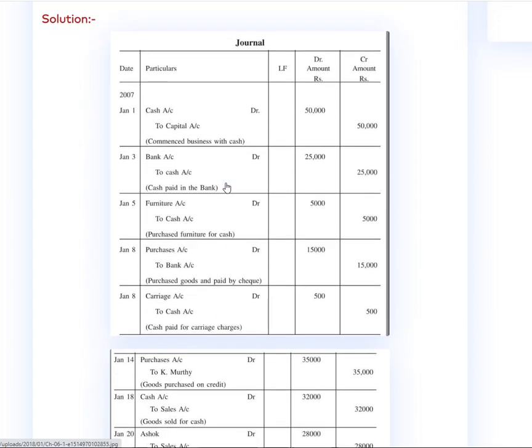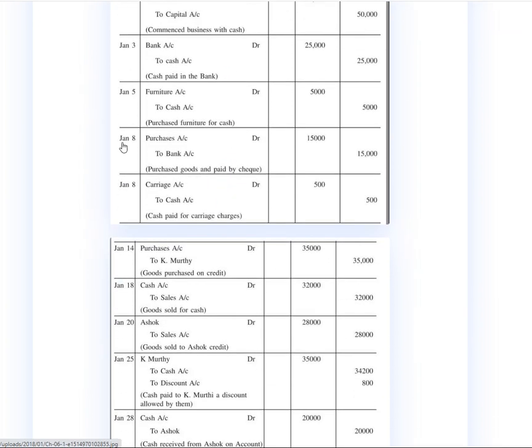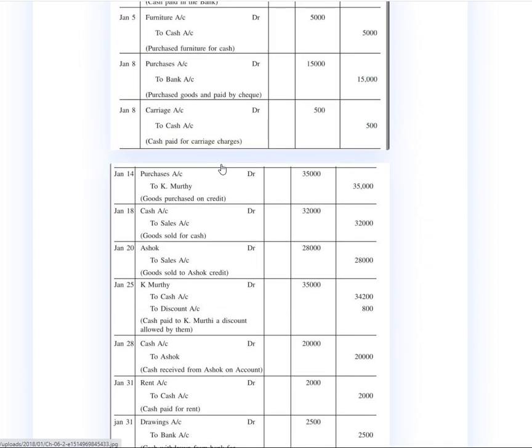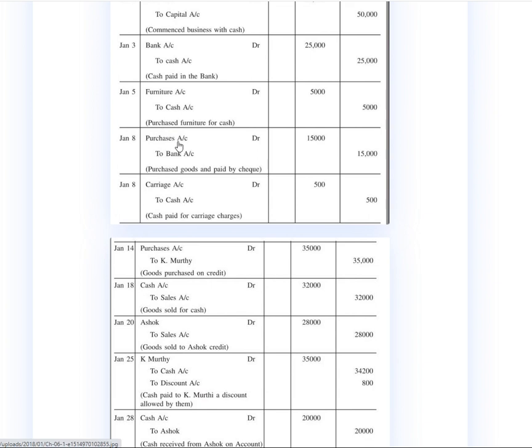Next transaction is purchases account. On January 8th, purchases account debit to bank account. Amount is 15,000. So here on January 8th, purchases account debit to bank account. So we have already opened a bank account. Now we need to open one purchases account. So purchases account debit to bank account.